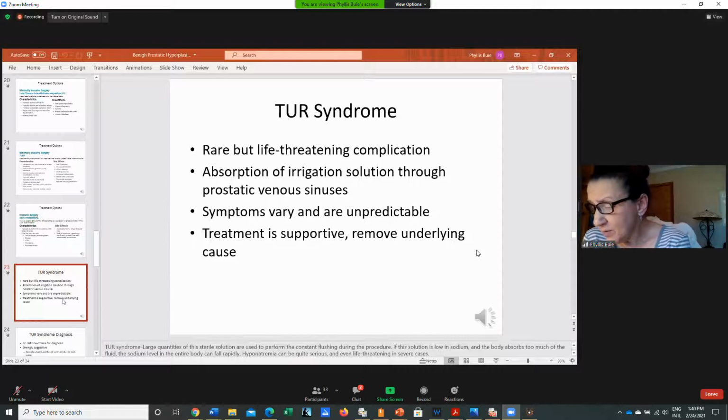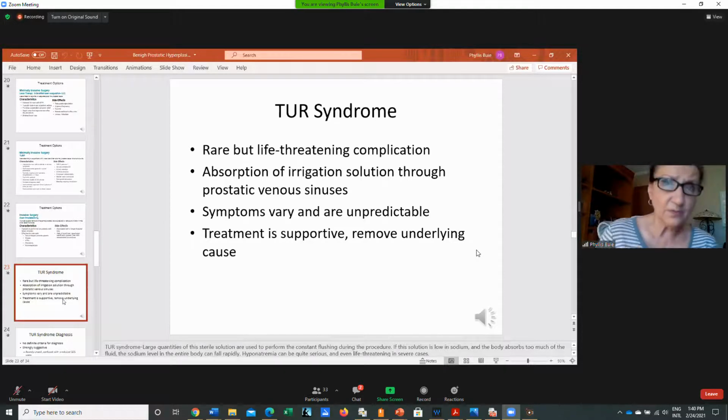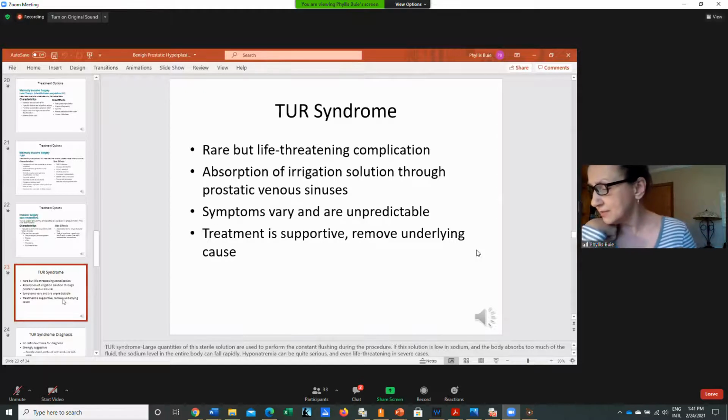They may also have some tachycardia if they are having respiratory distress, along with hypoxia and cyanosis. Pulmonary edema can also occur because of all the fluid that's been absorbed. And where has it gone? It's gone into their cardiovascular system and then on into their lungs.